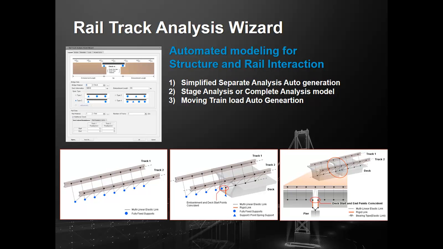Another thing is, a lot of high-speed rail and light rail projects are going on in North America, and many companies and governments use Midas for rail bridges and light rail structures, like the Minnesota Light Rail and the Caltrans high-speed rail projects, which are being done with Midas Civil. We have an analysis wizard just for rail track analysis. It provides automated modeling for structure and rail interaction, such as simplified separate analysis auto-generation, stage analysis or complete analysis model, and moving train load auto-generation. If you are working on rail track interaction, it will be a very good idea to try this out and evaluate it.